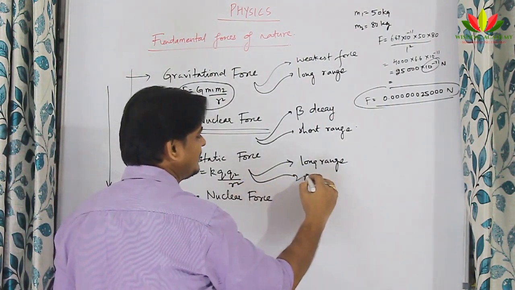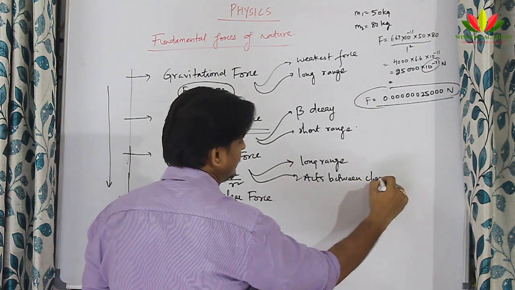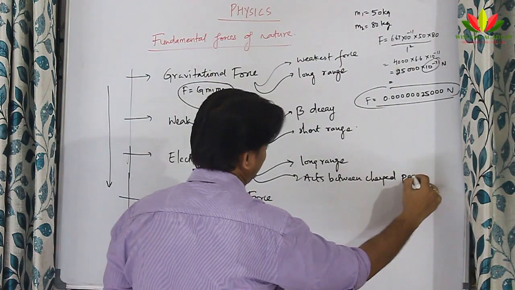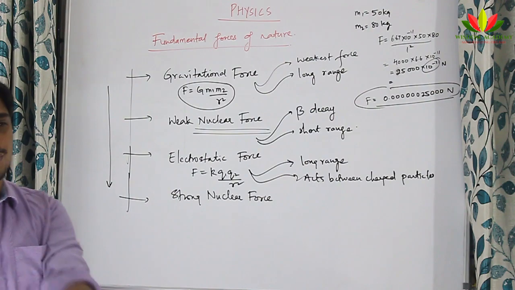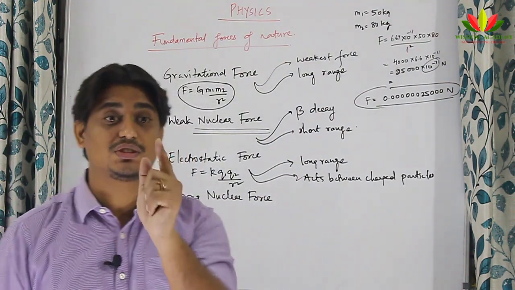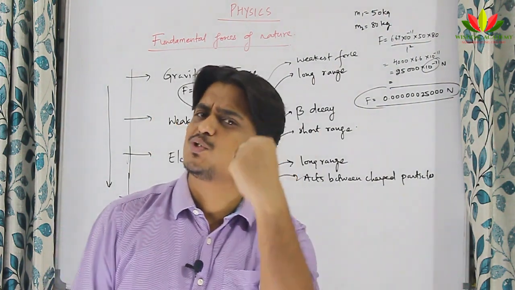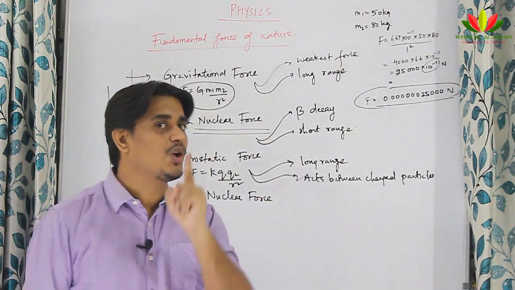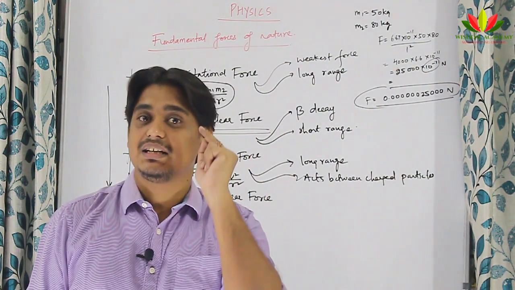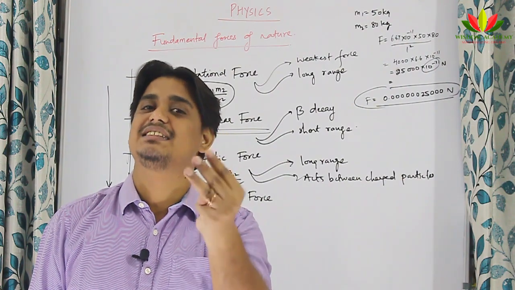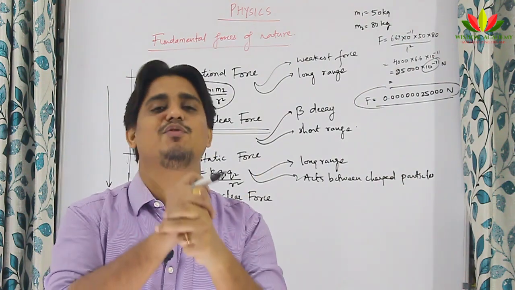This acts between charged particles. So, if there is no charge, there will be no electrostatic force. So, neutrons, no force. Neutrons, protons, no force. Protons, neutrons, electrons, no force, because a neutron has no charge over it. But neutron, proton, and proton, all these three nucleons are under an attractive nuclear force.